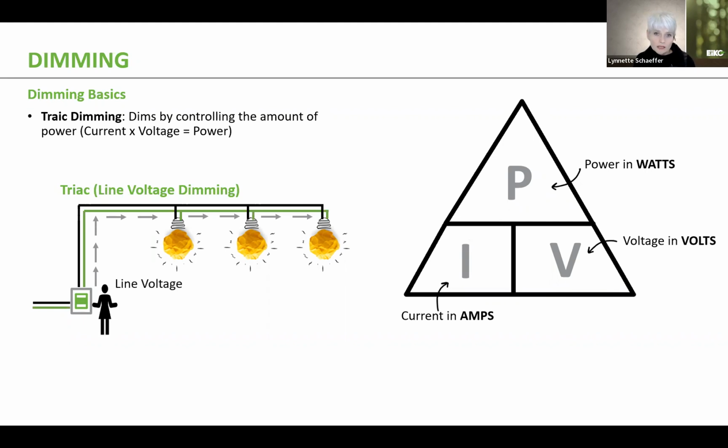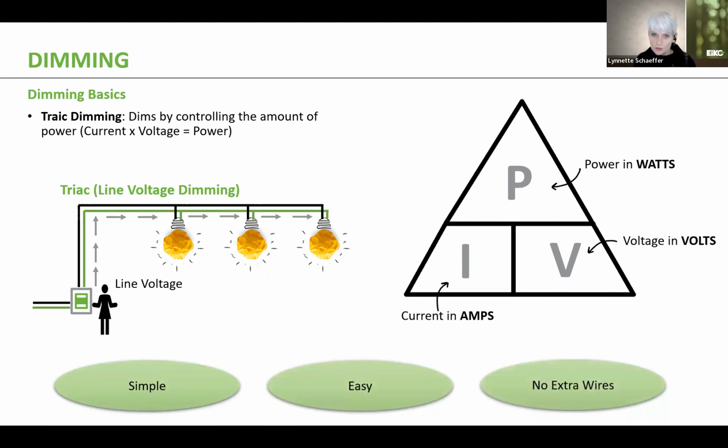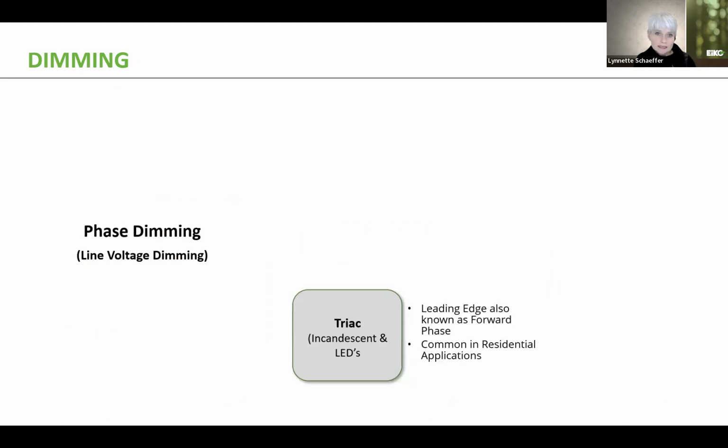Now, many people like this kind of dimming because it is simple. It is super easy to install. There's no extra wires required. It's been around for a very long time. And again, this type of scenario typically happens for the most part in residential type applications. So triac dimming is very common in residential applications and very easy to install, and this happens to be the most common type of dimming.